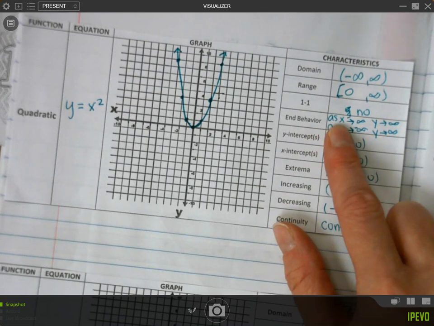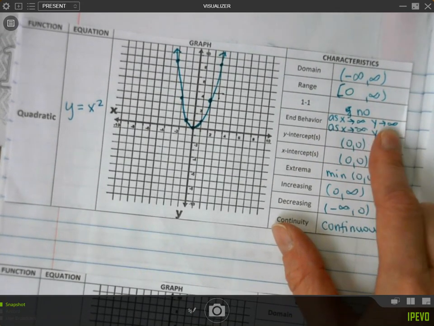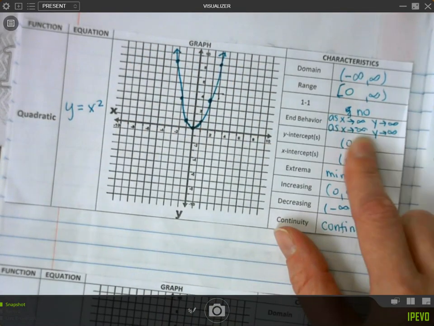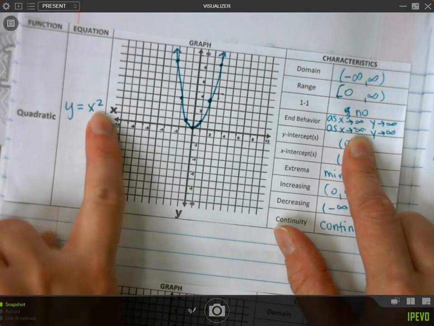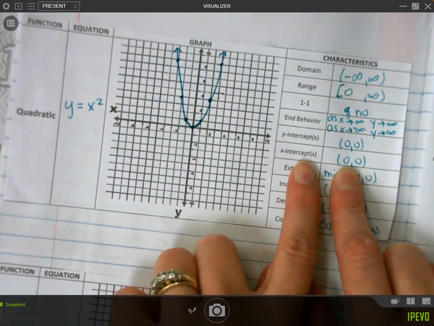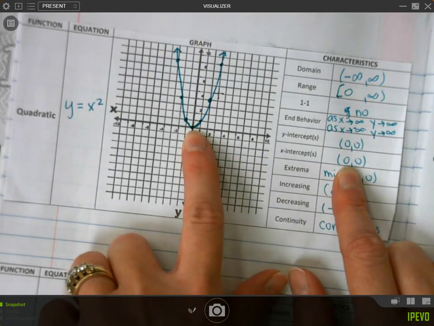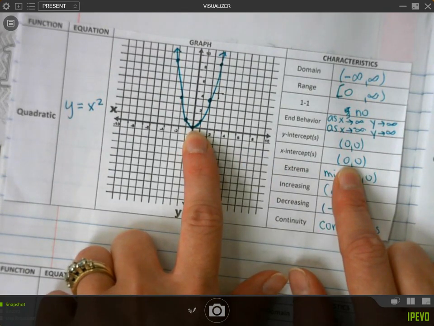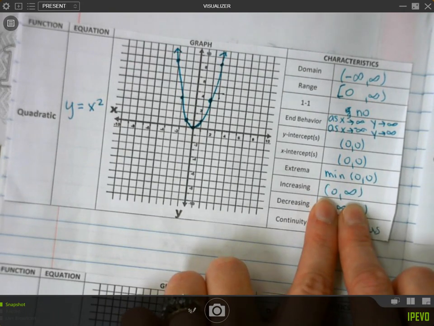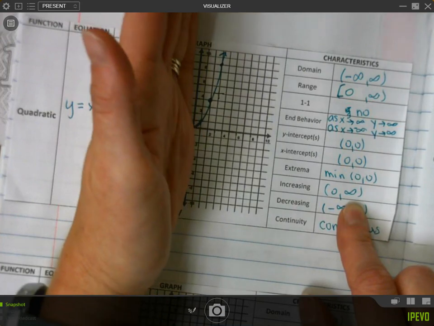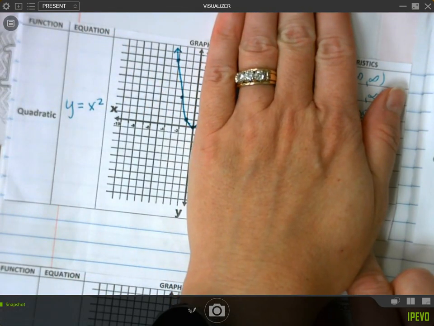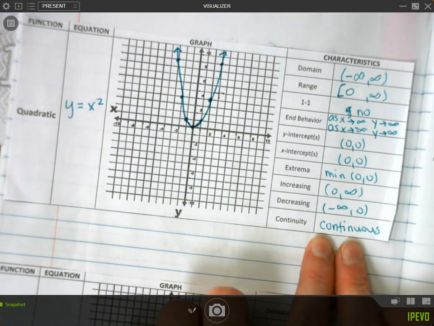In end behavior, as x approaches infinity, the graph is approaching infinity. As you move to the right, the graph is going up. As we move to the left towards -infinity, the graph is also going up. All right, y-intercept and x-intercept. X-intercepts, also known as zeros, is just the origin, 0, 0. Extrema, there is a minimum point at 0, 0. This function is increasing from 0 to infinity, and it's decreasing from -infinity to 0. And then, yes, it's continuous.